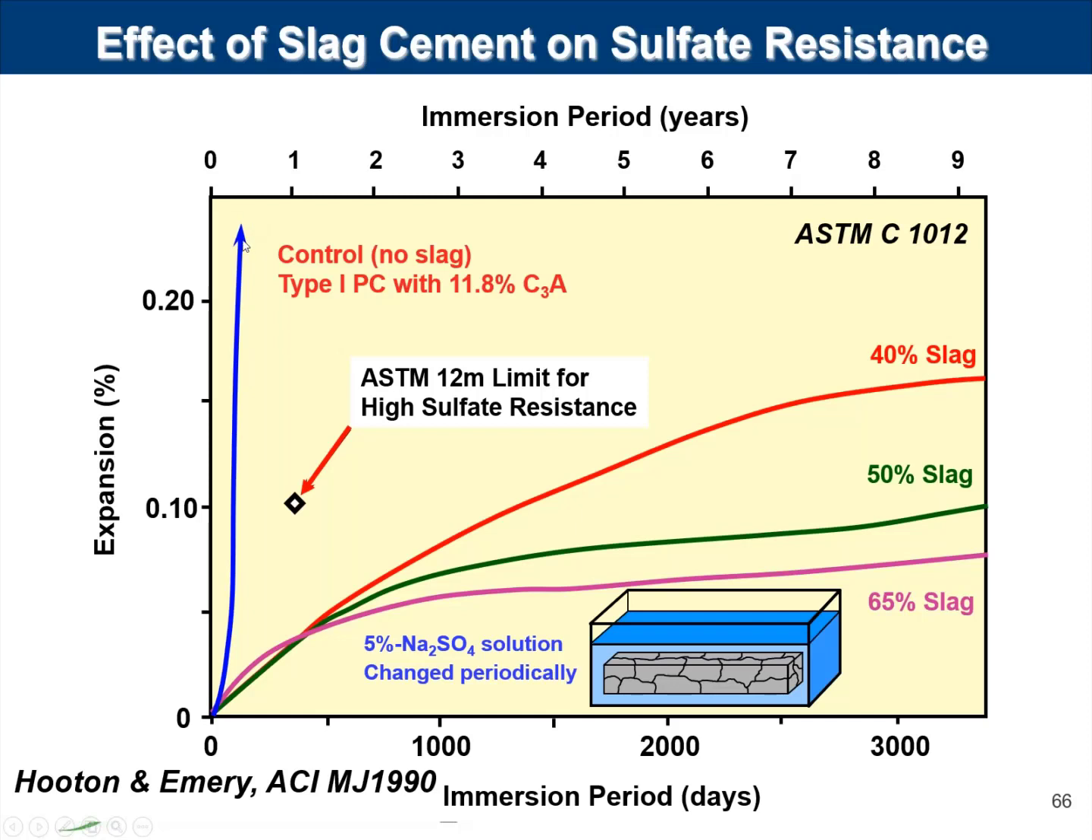A straight Portland cement, a type 1 cement with almost 12% C3A, within a couple of months, it's failed. The failure criterion is typically taken at 0.1% expansion at a year, and with the same cement replaced with 40, 50, or 65% slag, the expansions are way lower. And at 50%, even after 10 years here, they never reached the 0.1% criterion. So you can use a high C3A type 1 cement with slag to get the equivalent of a sulfate resistant binder.